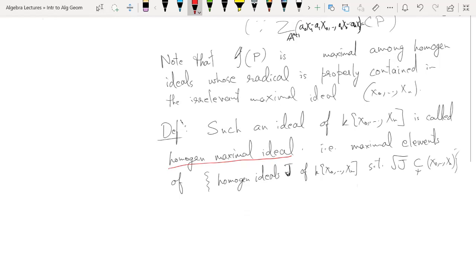Okay, so we will see this fact also. We will see that these are called homogeneous maximal ideals, not maximal ideals, but homogeneous maximal. So you see that homogeneous maximal ideals of K[x0, ..., xn] correspond to points in P^n.